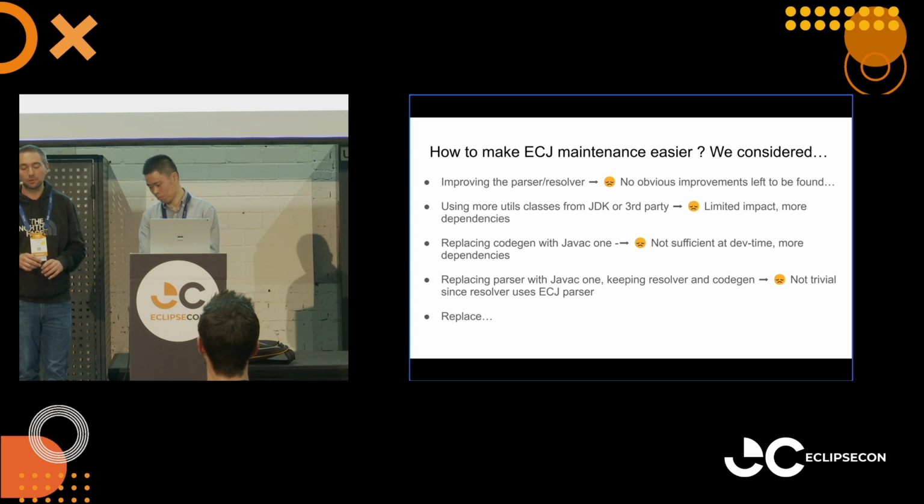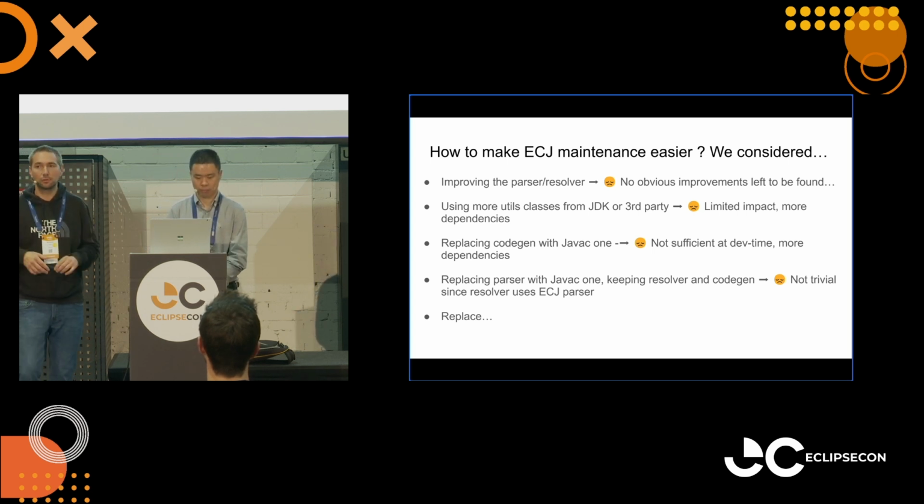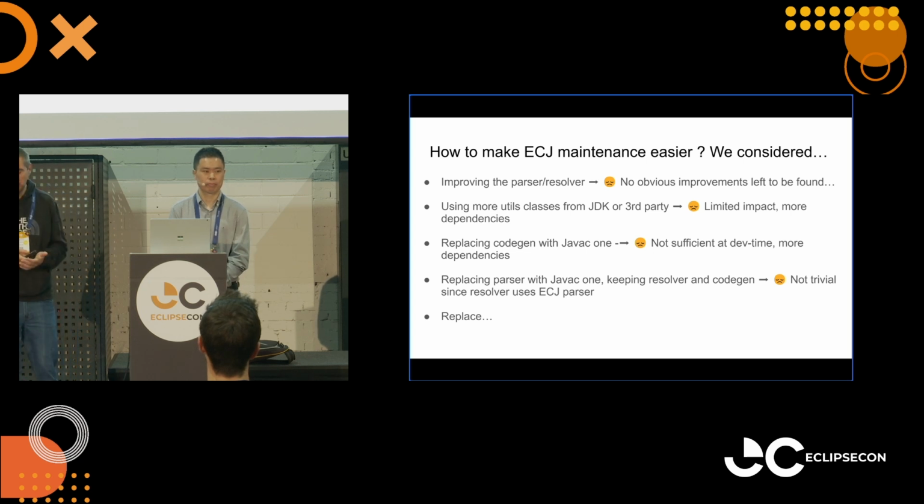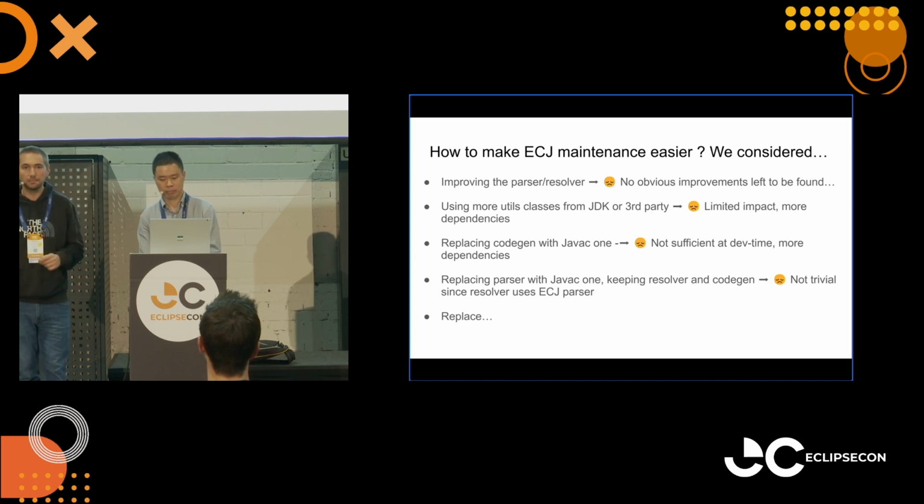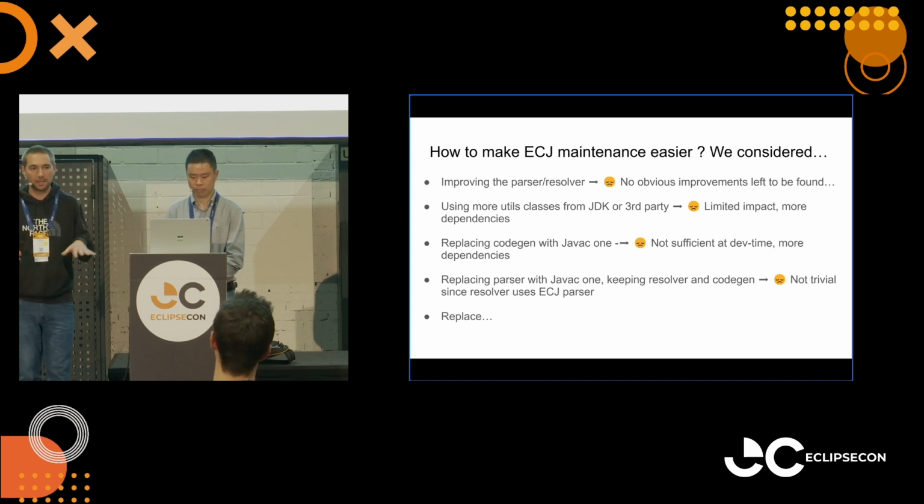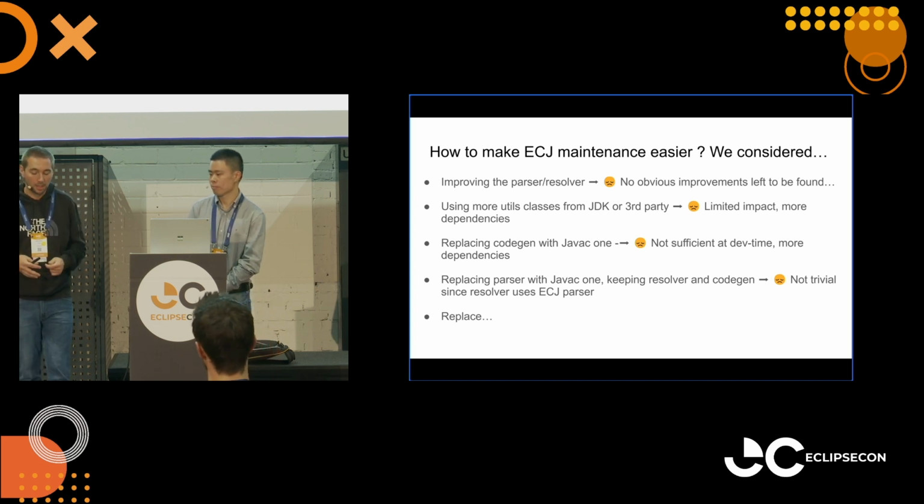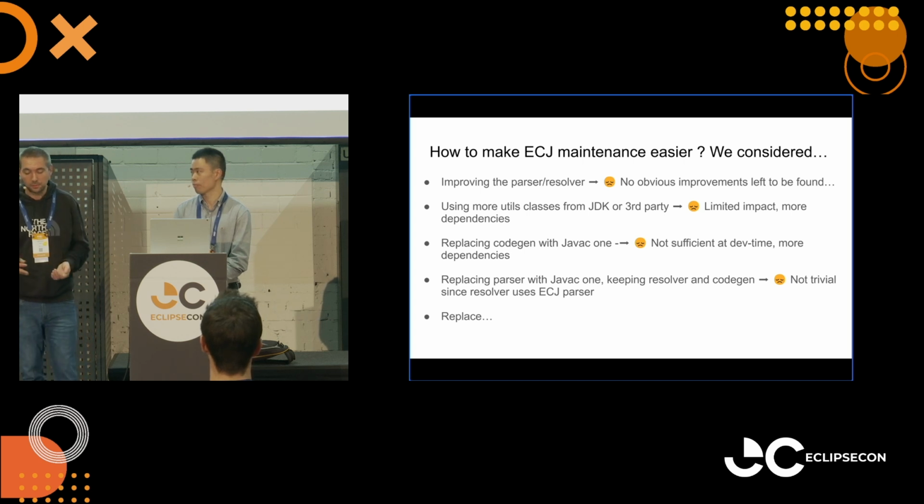We considered using more classes from the JDK or third-party libraries, using existing utils from anywhere else. But the impact on the code was rather low, so it was also a dead end, not so profitable. We considered replacing just the code generation that turns the code into class files with Javac's. But this is not sufficient because at dev time, when you're in your IDE, you don't have the class files. Actually, you're using the DOM from the source file. So you don't need the class at that stage.